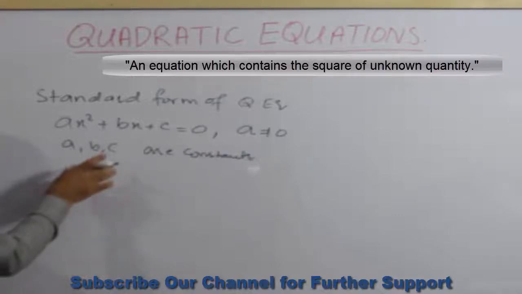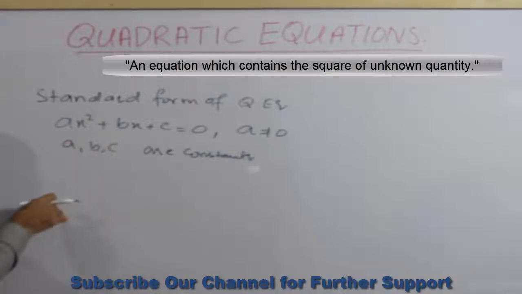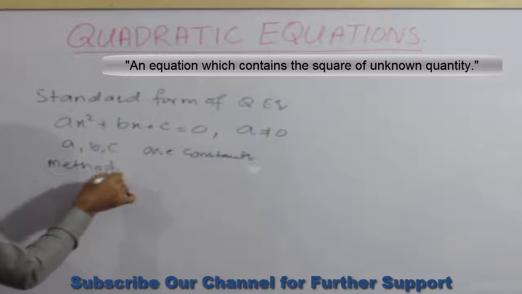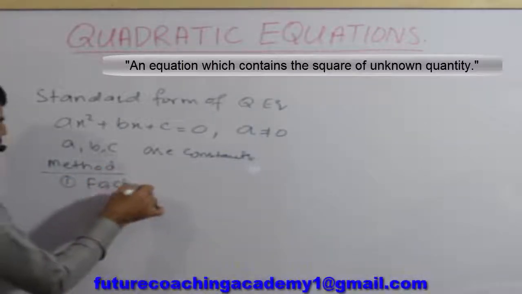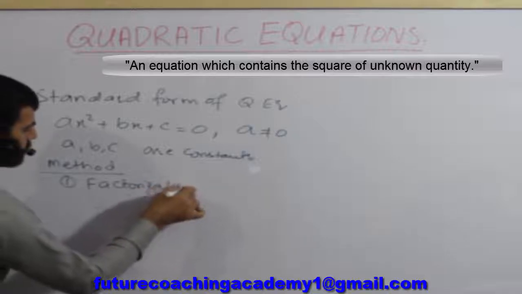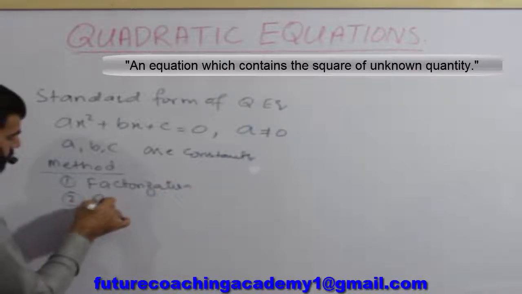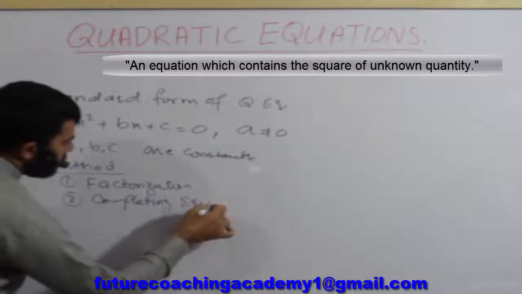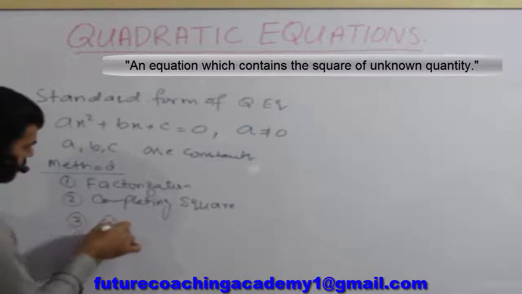So now we are going to study three different methods, utilizing any of which we can get the solution of the given quadratic equation. The first one is factorization. The second one is completing the square. And the third one is the quadratic formula.